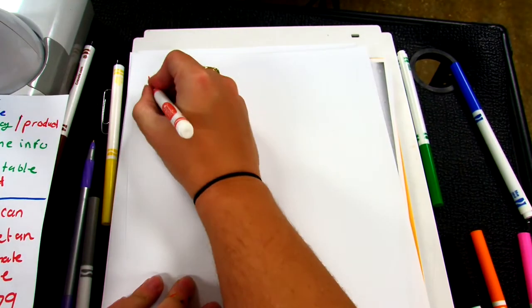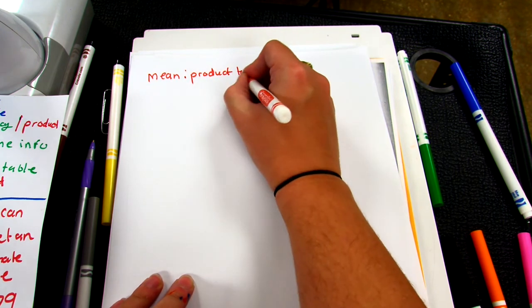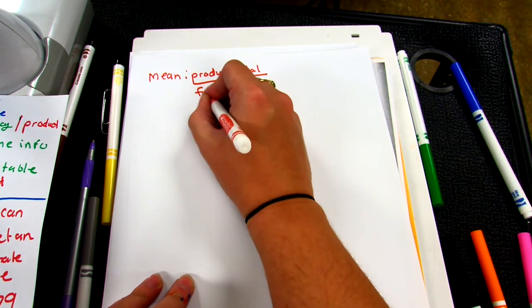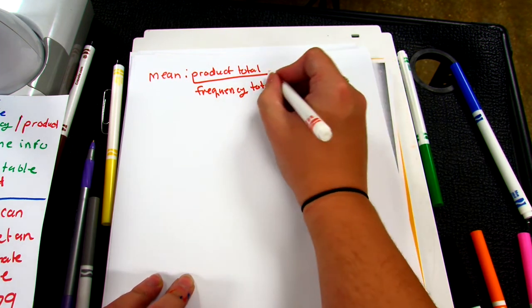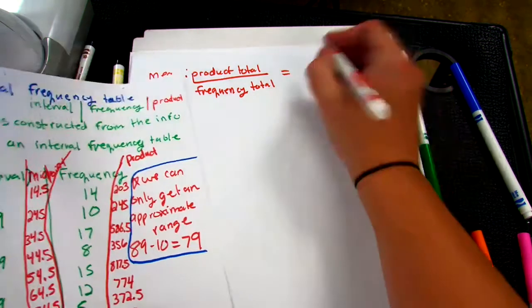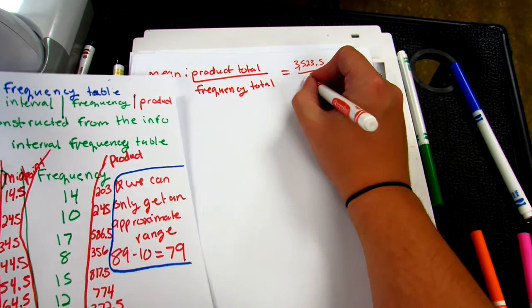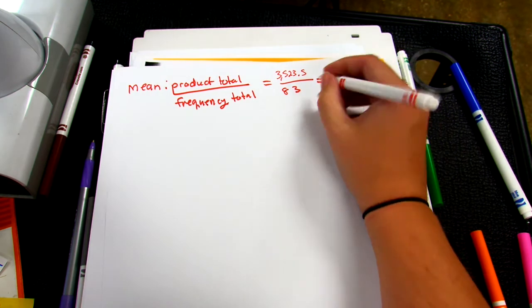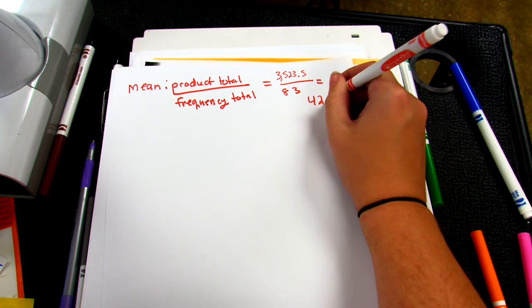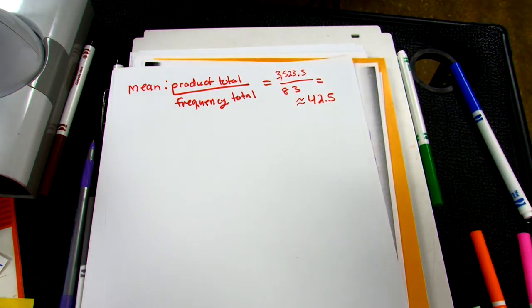A mean is the product total divided by the frequency total. Remember, we learned that earlier, and it still works for the interval frequency table as well. So the product was 3,523.5. The frequency total was 83. And so this is where your calculator would come in super handy, and we get approximately 42.5 when we round to the nearest tenth. Okay, so now we have a mean.